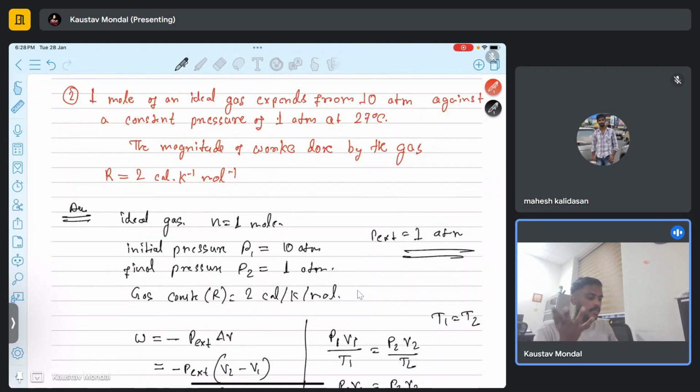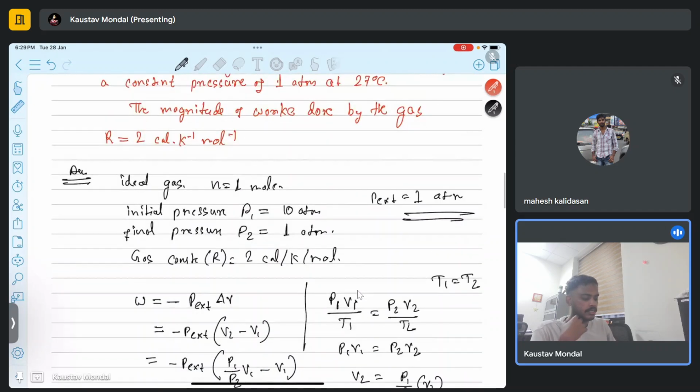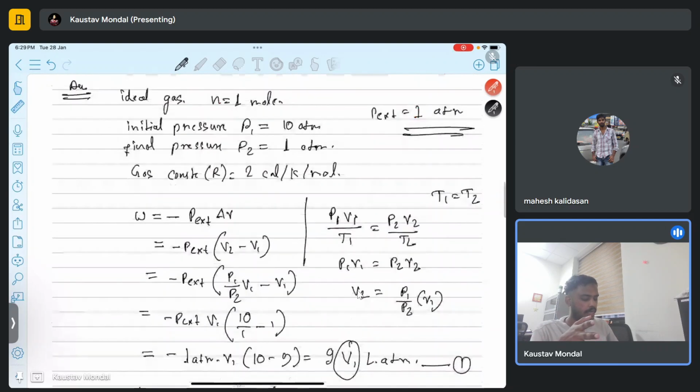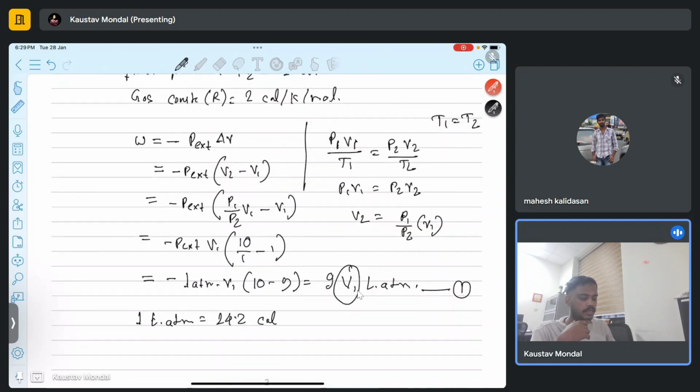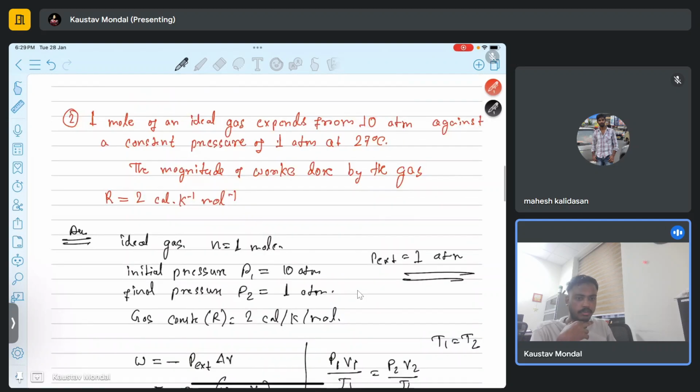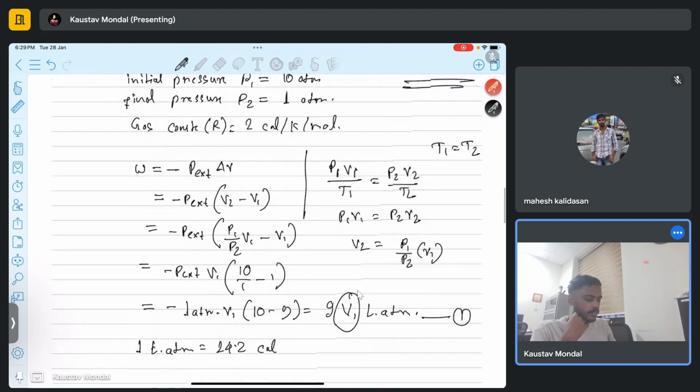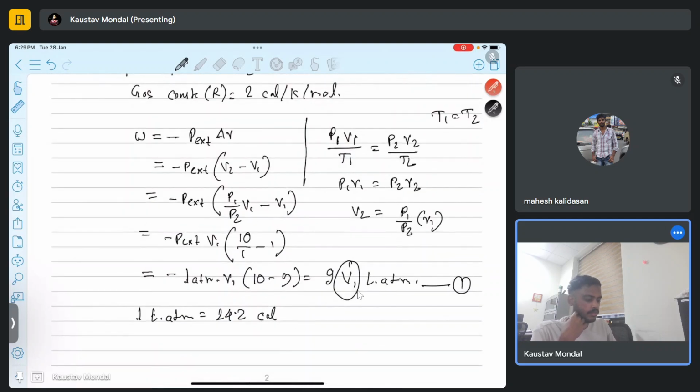Now, for an ideal gas expanding against a constant pressure, what would be the work done? We have written the initial pressure and final pressure, and this is the pressure against which the gas is doing work, and the gas constant is given. But to calculate the work done, you also need the volume information, and the problem does not give the volume. Because of that, we use Charles's law, P1 V1 by T1 equal to P2 V2 by T2. The temperature is constant throughout this process, so we cancel T, and we end up with P1 V1 equal to P2 V2.